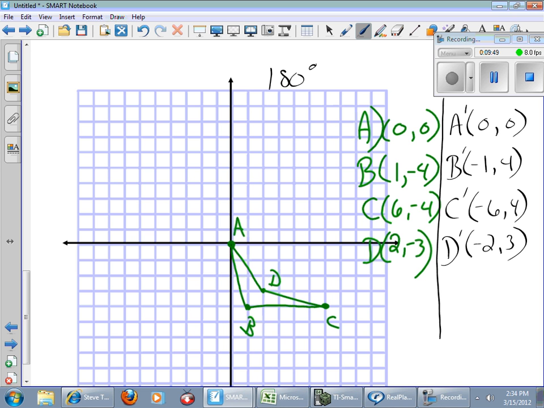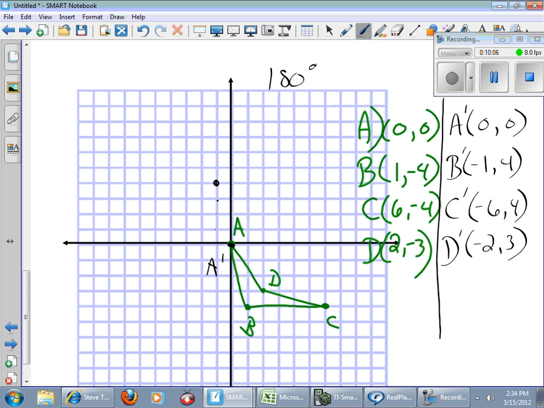90-degree rotation, you switch X and Y, and you give them their sign based on the quadrant you're in. 180-degree rotation, you keep them the same, but you switch their signs. You don't replace X and Y. So A prime is going to be the same place. B prime is going to be at -1, +4.